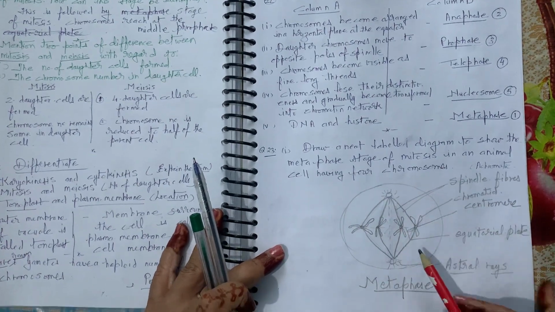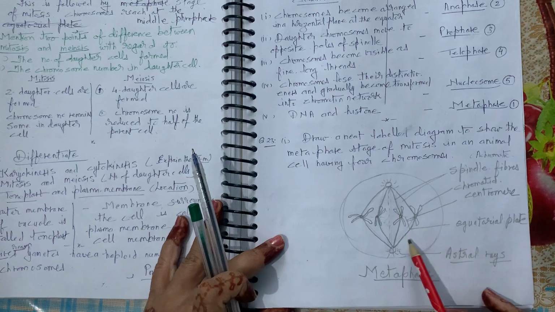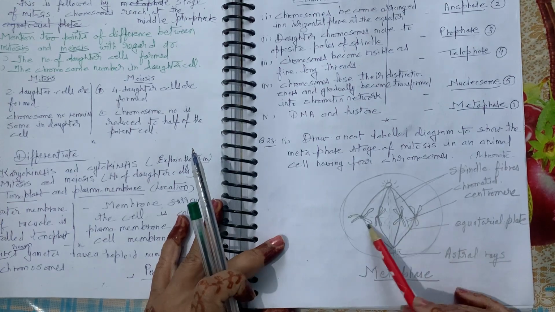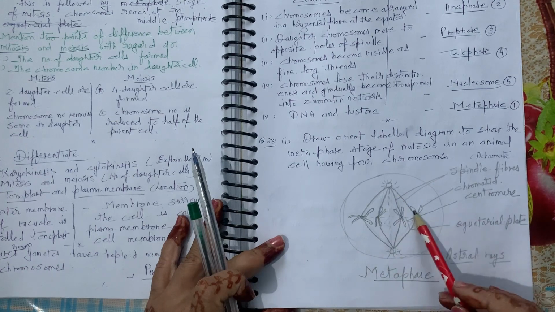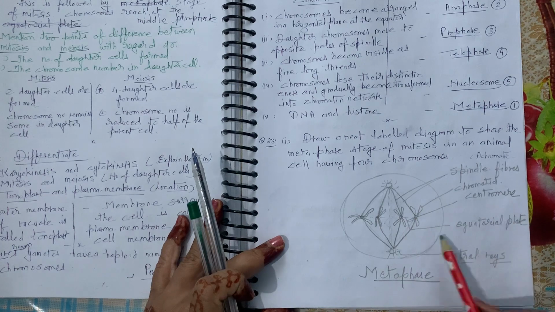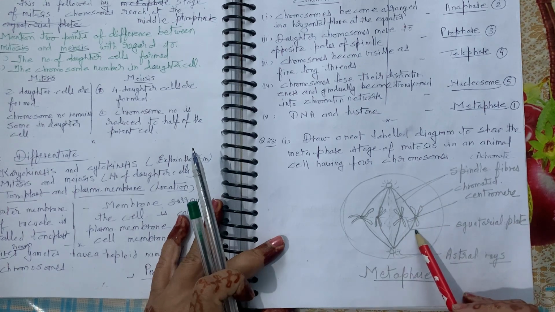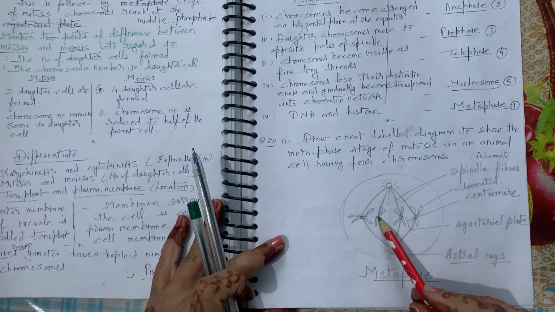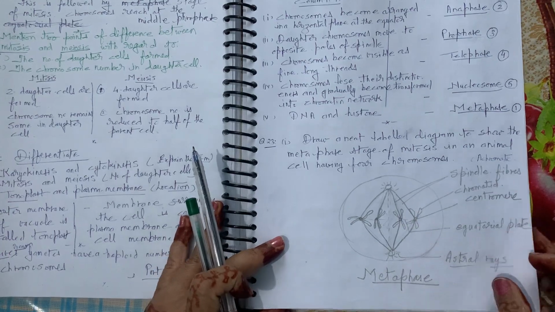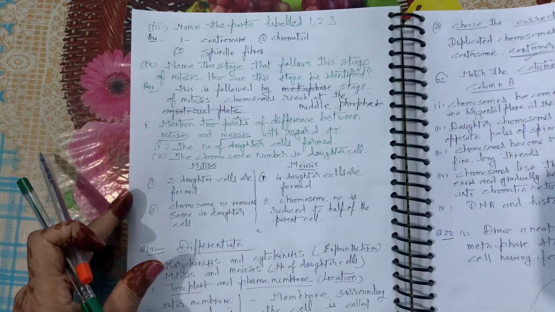Now see here, I have drawn it. In the metaphase stage, all 4 chromosomes lie at the equator. They are joined with the spindle fibers. The arms of the chromosome are known as chromatids. They are joined by the centriole. This is the equatorial plate, and these are the astral rays. I hope it is clear.